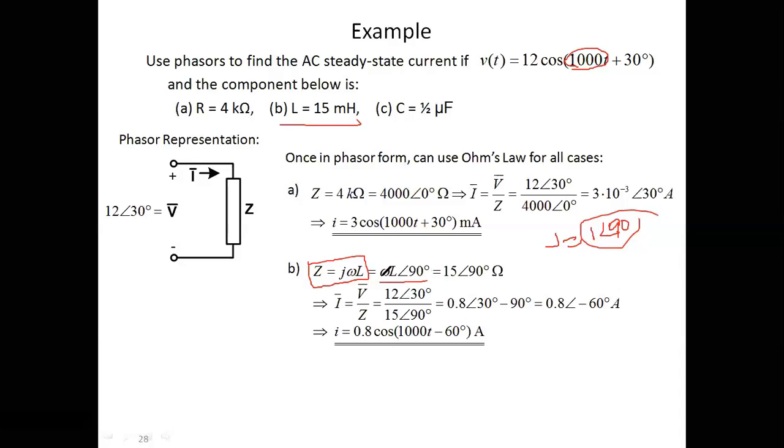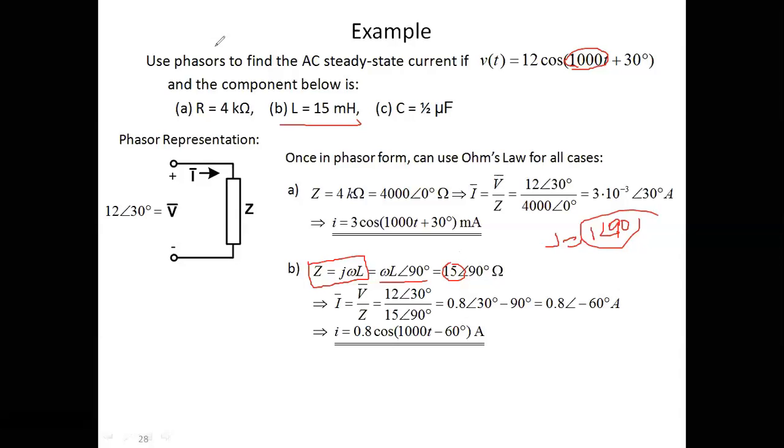At the end of the day, our W, from what you can see here, is 1,000. I told you earlier, W is 1,000. Our L is 15 millihenry. So if you multiply that, the 1,000 and the milli will cancel out, and what you have left will just be 15. So you have 15 with a phase angle of 90 degrees.